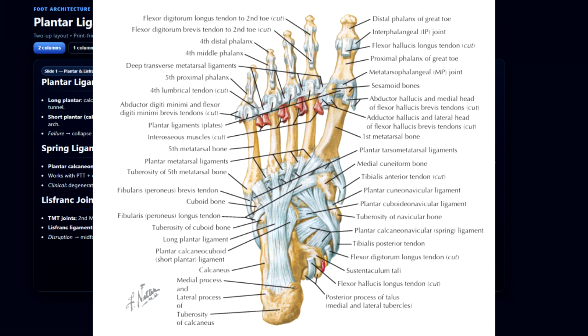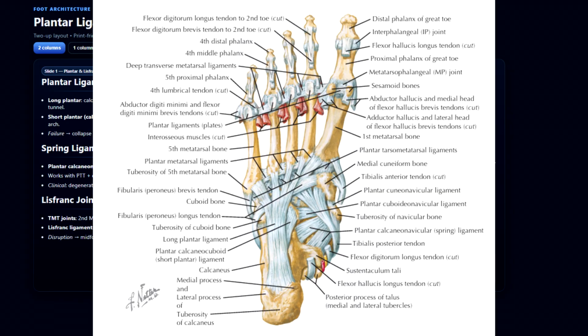If this ligament complex fails, whether through trauma, chronic overload, or degenerative changes, the lateral side of the foot collapses, producing painful flat foot deformities. The spring ligament complex.